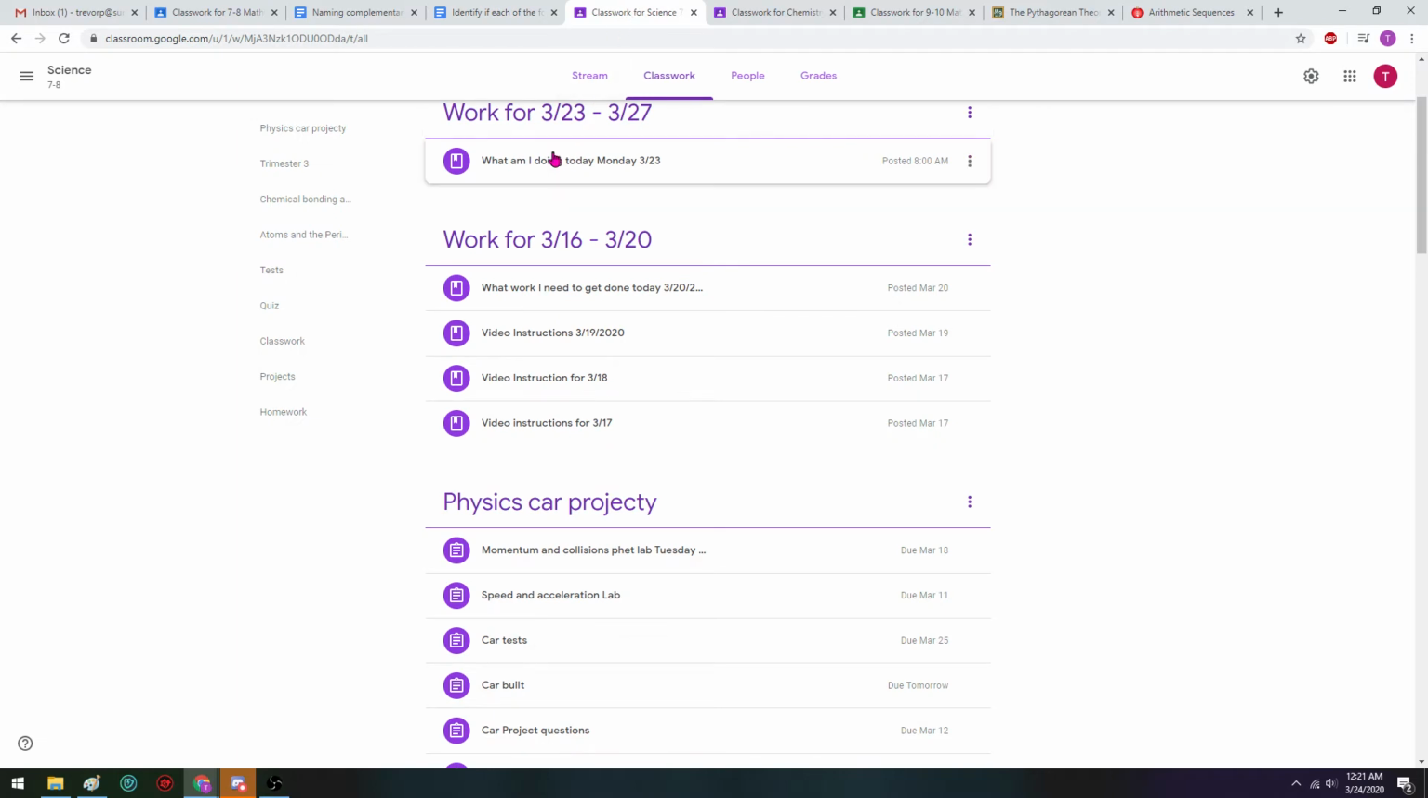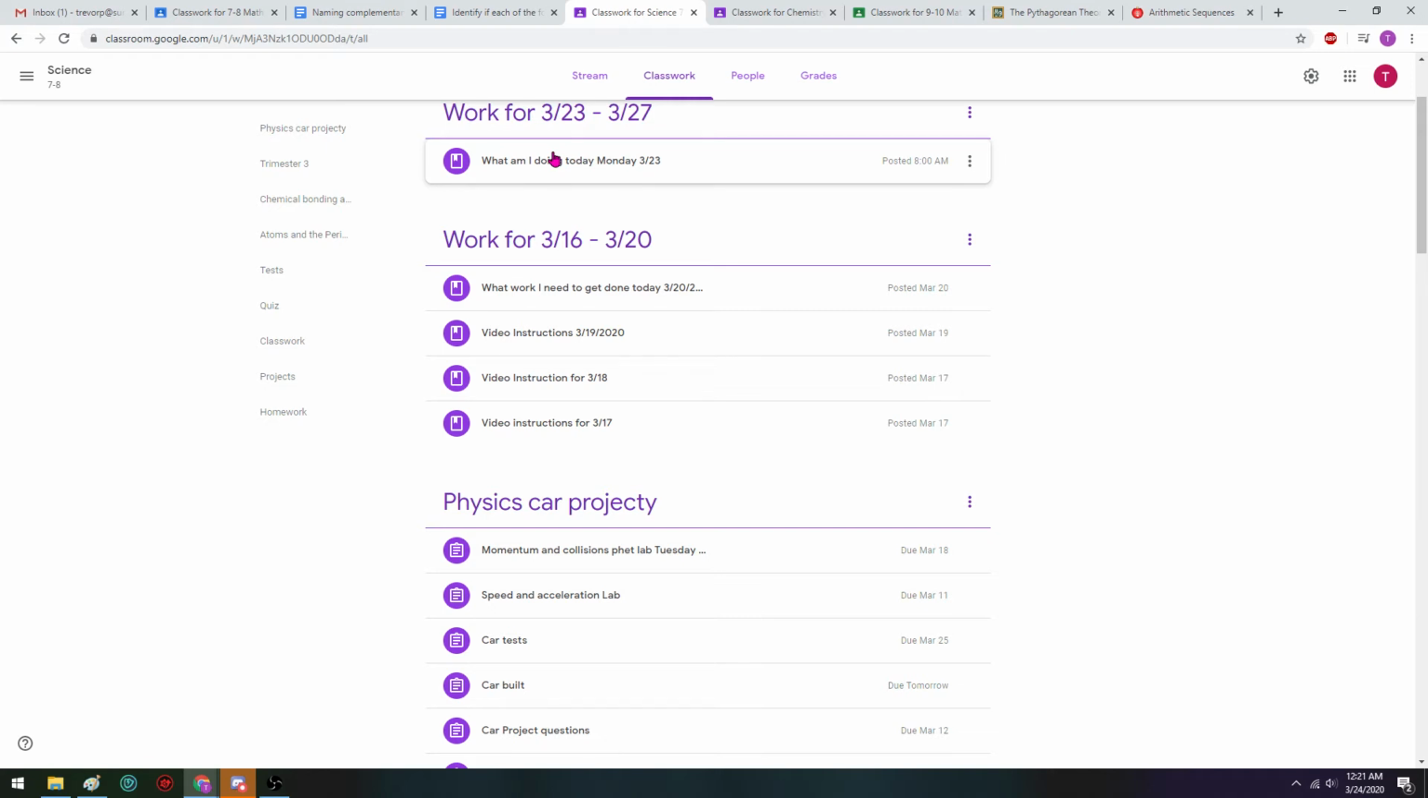Moving on to 7-8 science. You guys have your car project you should be working on. Please keep working on that. I would ask you guys if you could please send me your progress today. Tell me if you guys need more time because I know our original date was set for tomorrow. I really don't feel like that is an appropriate date for the car to be due.